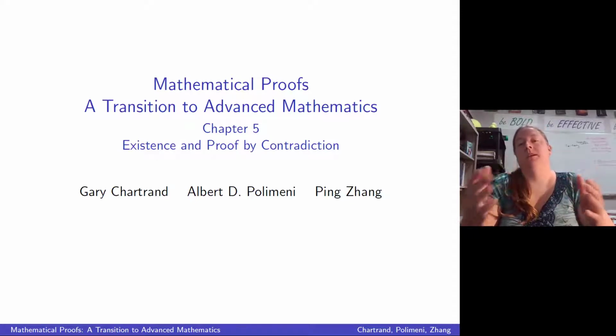We've talked about direct proofs and we've talked about proofs by contrapositive. Today we're going to talk about the third major type of proof that we're going to use to prove a statement if P then Q.